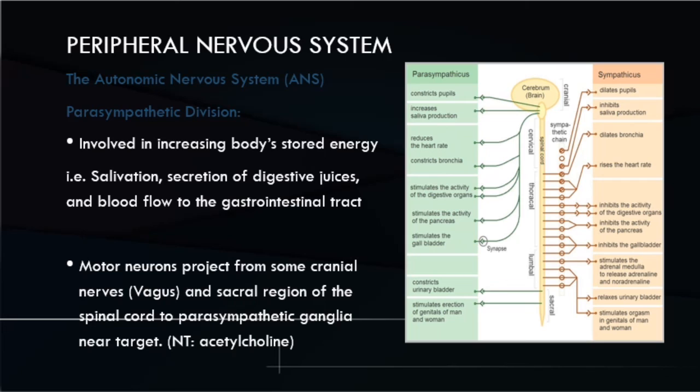Blood flow when you're in fight or flight is more in your muscles and stuff to help you run, and to your heart to beat faster, so you get more oxygen to your brain. In the parasympathetic, it's the opposite. Your blood flow is more around your stomach and stuff, which lets you gain and reserve energy. The motor neurons project from cranial nerves, in this case the vagus nerve, and the sacral region of the spinal cord to parasympathetic ganglia that are near the target organ. And the neurotransmitter here is acetylcholine.